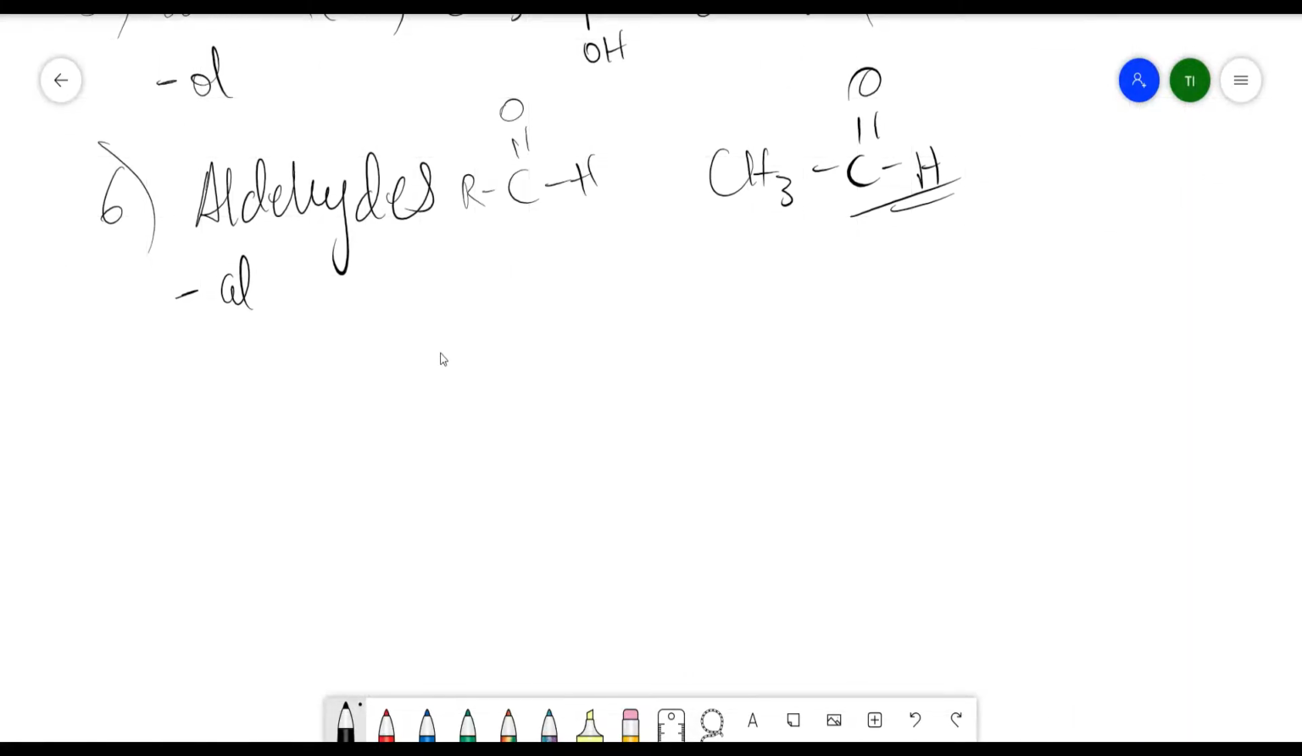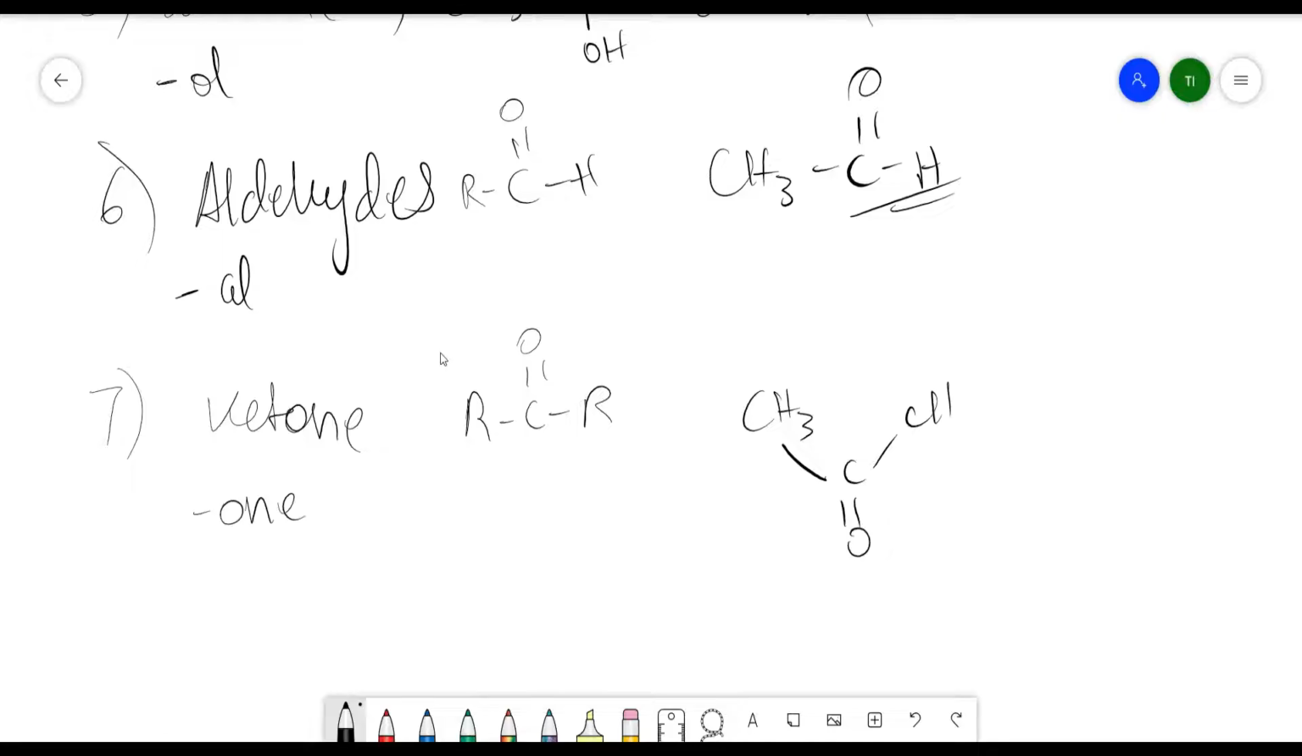Whereas the other group, ketone, is very similar but not the same, and it ends in "one." Instead of this H, it has another R. An R can be any organic chain. So with two carbon atoms, there cannot be a ketone because it would be an aldehyde. So we have to take propanone. Propanone is the simplest ketone. So CH3, C double bond O, CH3, propanone.